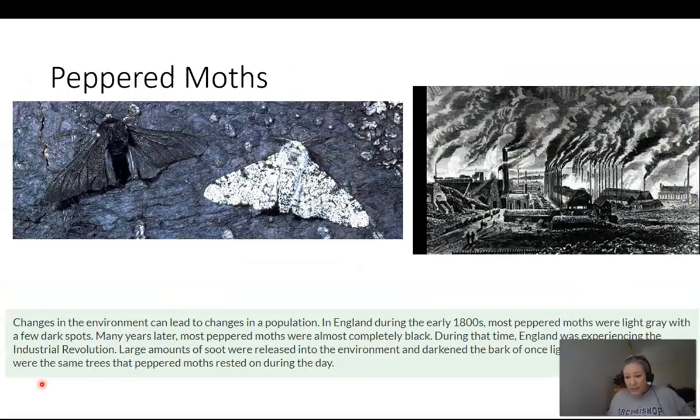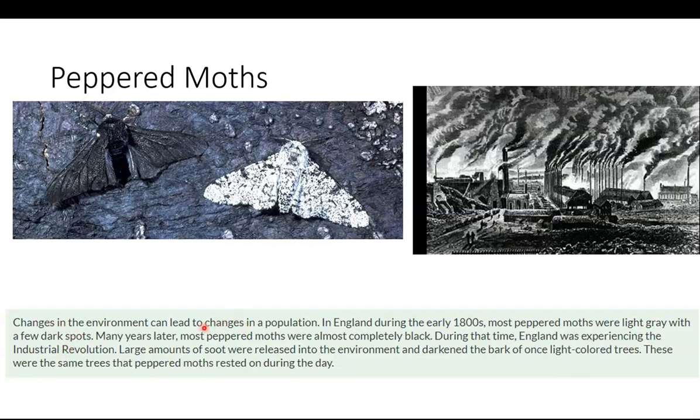Okay, so this is another example, but this is a real-life example of natural selection acting on individuals within the population. So changes in the environment, of course, can lead to changes in a population. In England during the 1800s, most peppered moths were light gray with a few dark spots. Many years later, most peppered moths were almost completely black. During that time, England was experiencing the Industrial Revolution. Large amounts of soot were released into the environment and darkened the bark of once light-colored trees. These were the same trees that peppered moths rested on during the day.